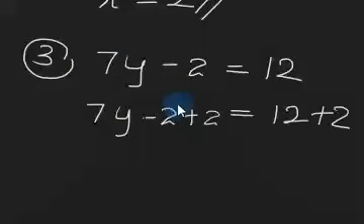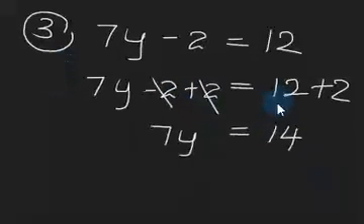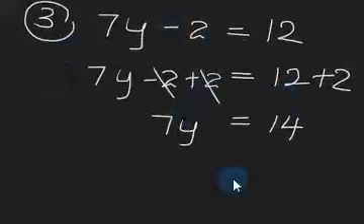Now these two cancel out, leaving 7y equals 14. Now we remove one term on the left hand side. There's another term with 7. So our aim is to remove 7.